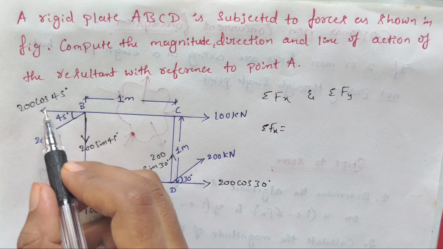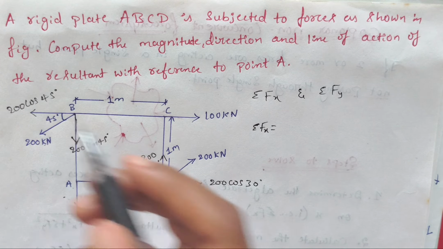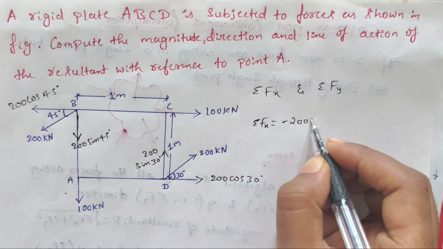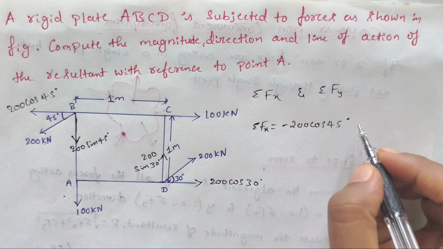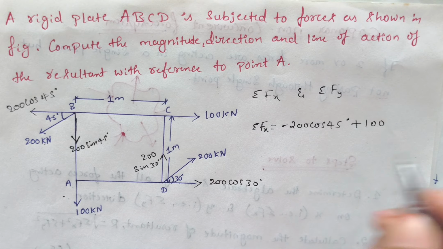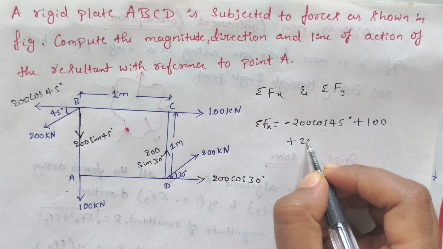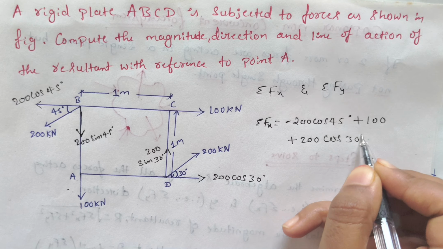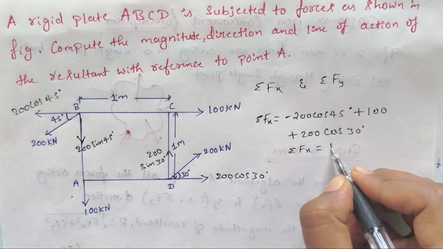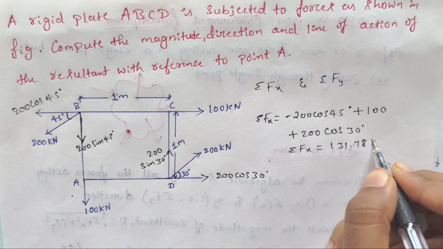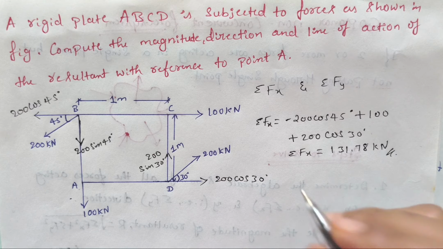So now substitute the horizontal forces. This is moving towards left, so it will be minus 200 cos 45. Next, this is moving towards right, it will be plus 100. Next, this force is moving towards right, it will be plus 200 cos 30. So sigma Fx will be 131.78 kilonewton. Calculate, you will get this value.